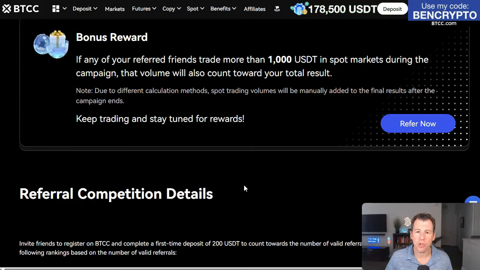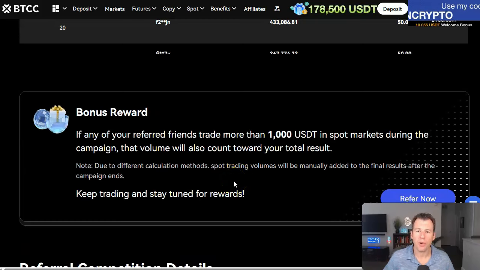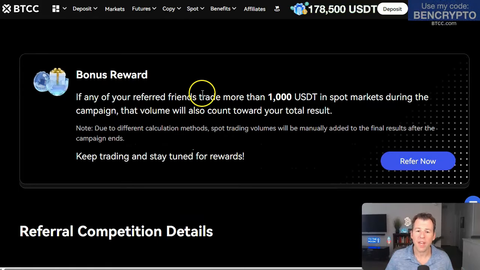And this is a futures-based trading competition, so all your referrals' volume on the futures trades will count towards your total. But if they also trade at least $1,000 in the spot market, then that volume will also count to your total. They just have to trade at least $1,000. But futures, there's no minimum.